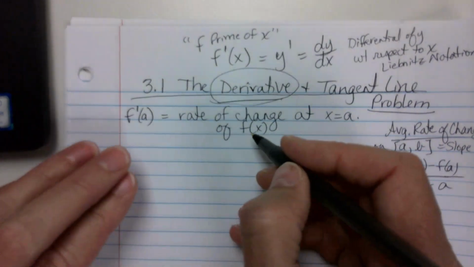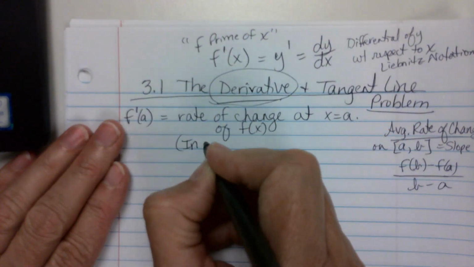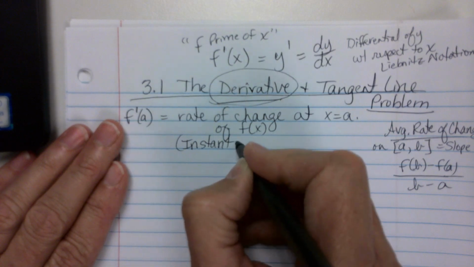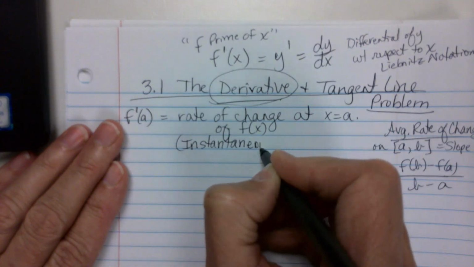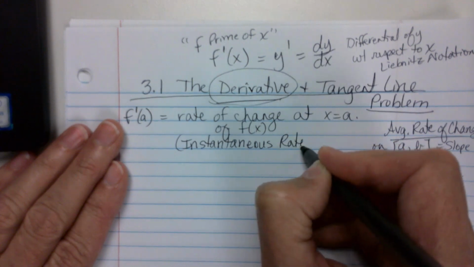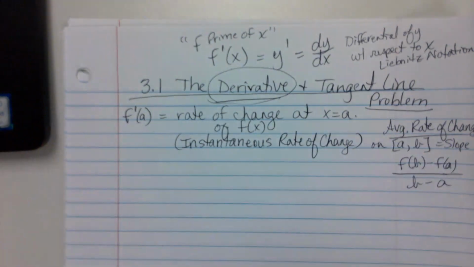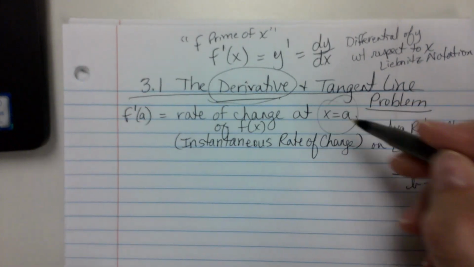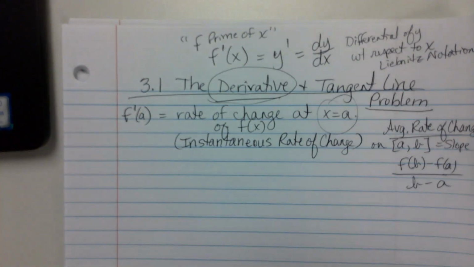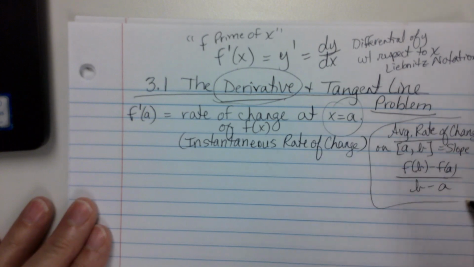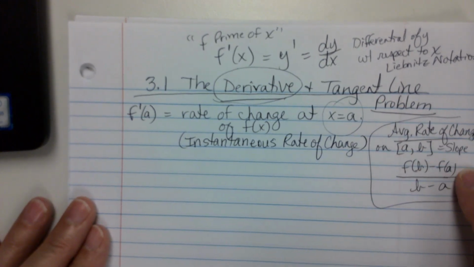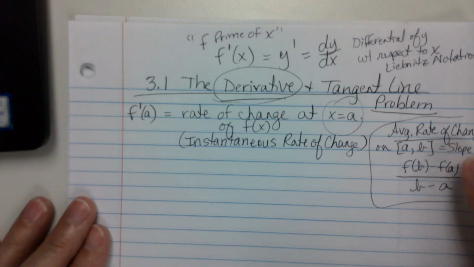But this is actually called the instantaneous rate of change. Many times, they will not use the word instantaneous. They'll just say, find the rate of change of f at one value. What should that trigger in your mind? The derivative. Find the derivative. If they say, what's the rate of change on an interval? Think in your head, find the regular old slope.